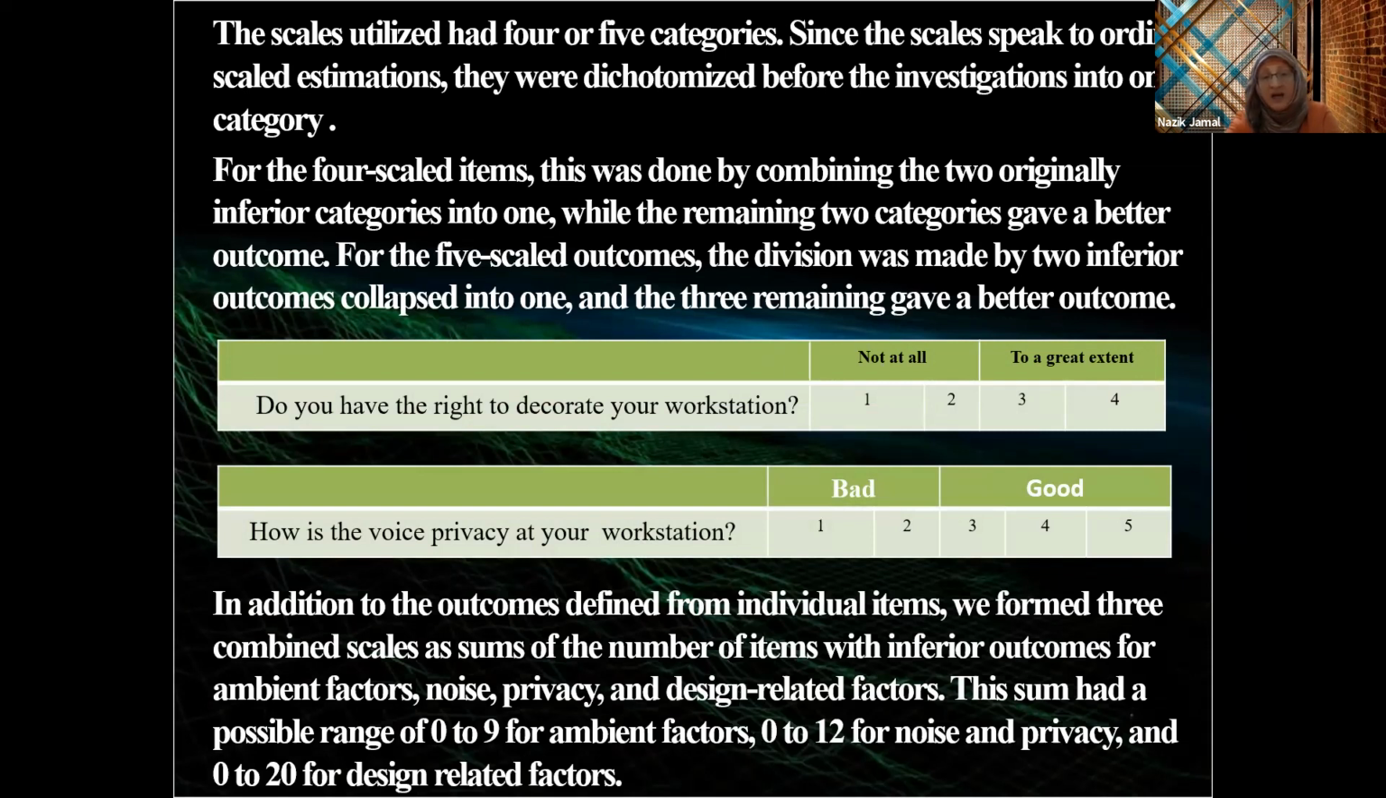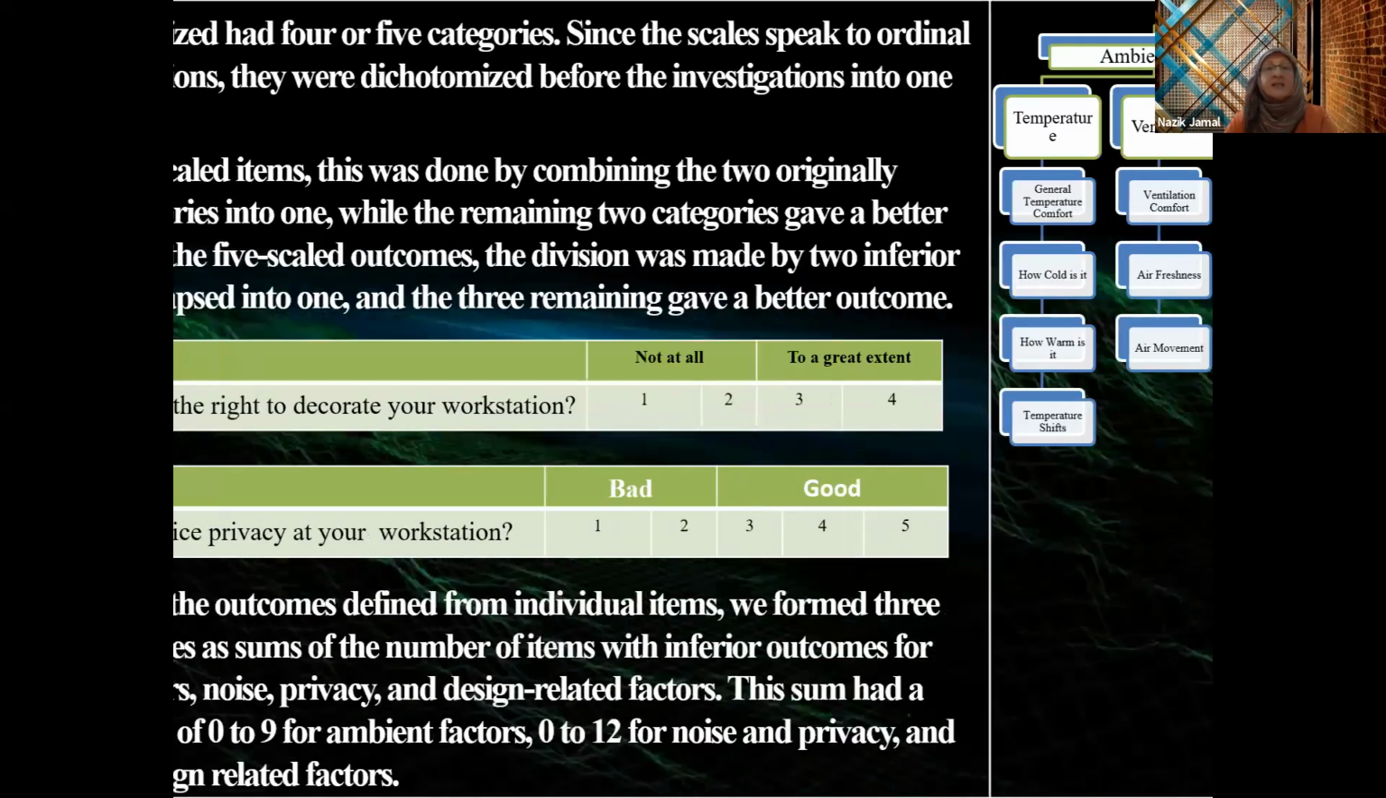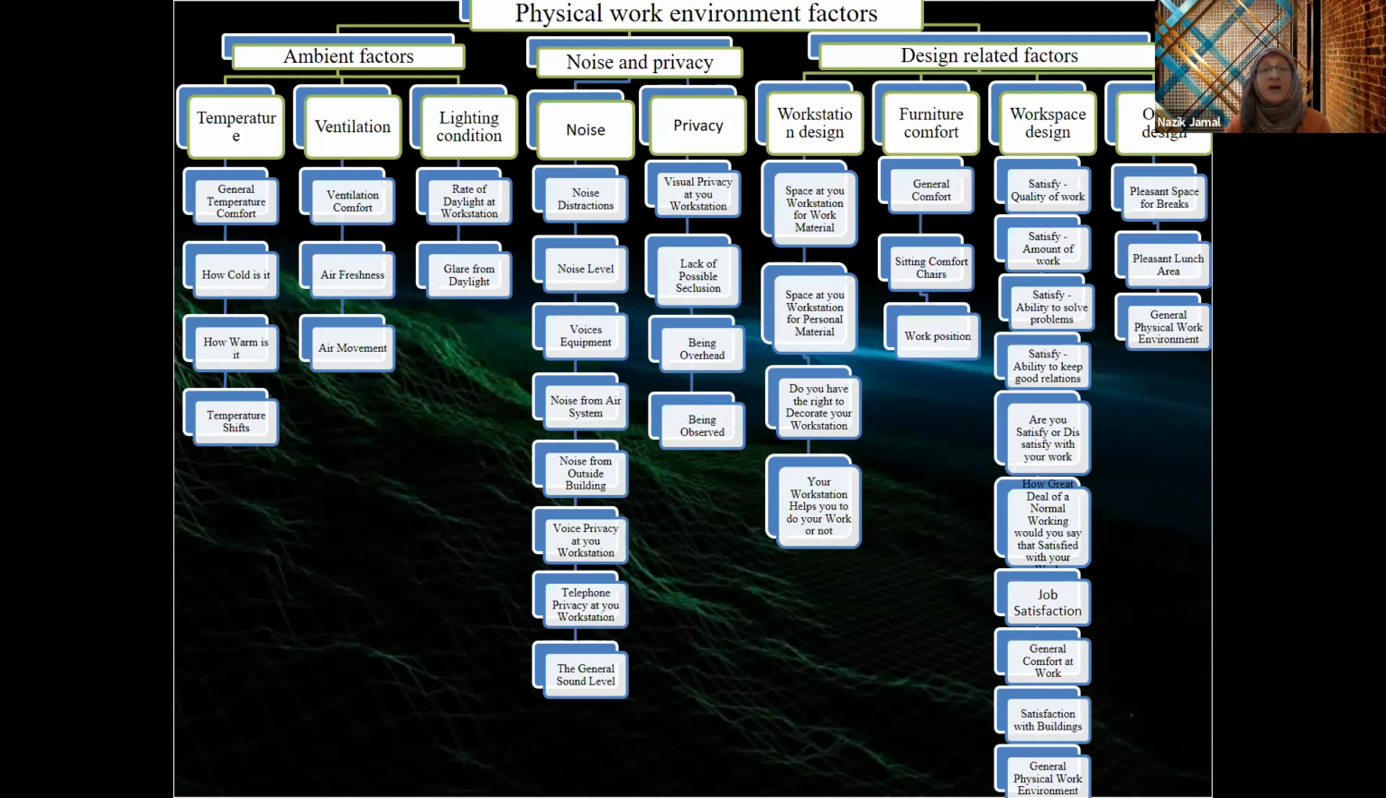In addition to the outcomes defined from the individual items, we formed three combination scales as a sum of the number of items with inferior outcomes for the ambient factor, noise and privacy, and the design-related factor. This sum has a possible range. I will explain this number on the next slide. We can see here, as we said, the physical work environment factor is divided into three main factors, and each factor is divided into sub-factors. We see here that we have nine questions about the ambient factor, so the range will be from 0 to 9.